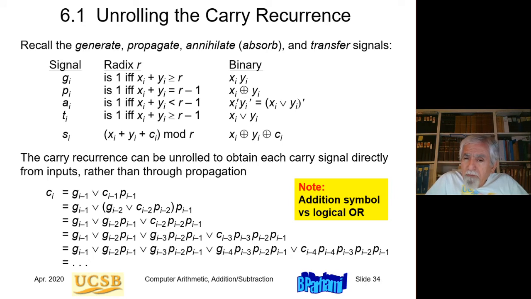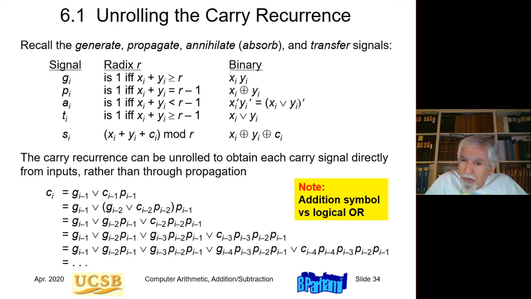So C_i is 1 if a carry is generated in position i minus 1, the position immediately to the right, or a carry enters position i minus 1, C_{i-1}, and is propagated by position i minus 1. And then we can unroll this recurrence by writing the corresponding expression for C_{i-1}. So C_{i-1} is G_{i-2} or C_{i-2} P_{i-2}.